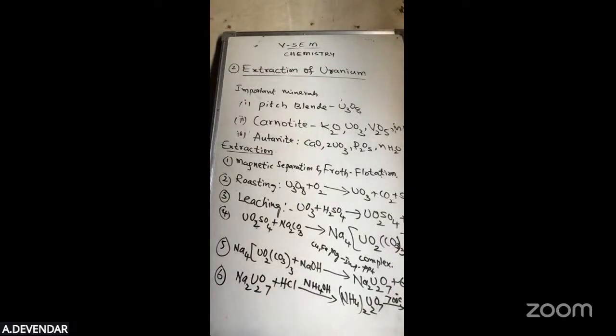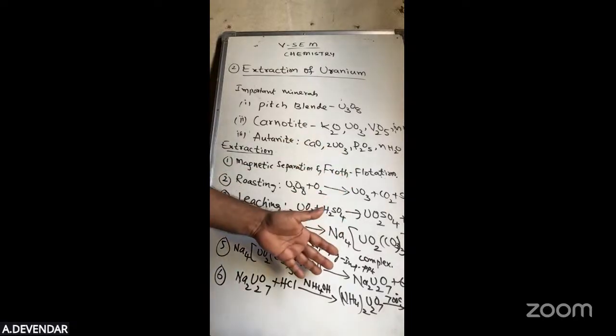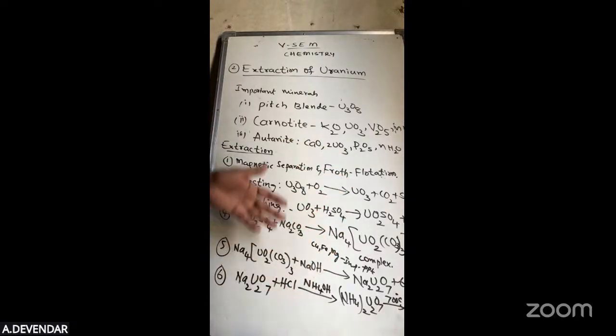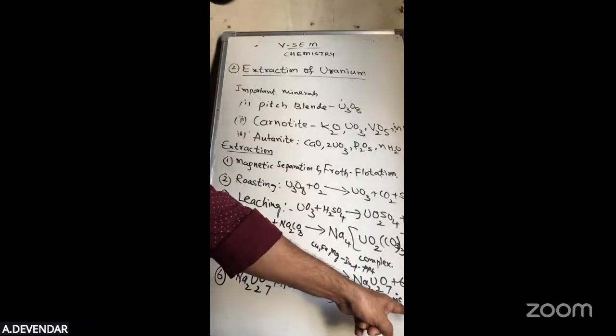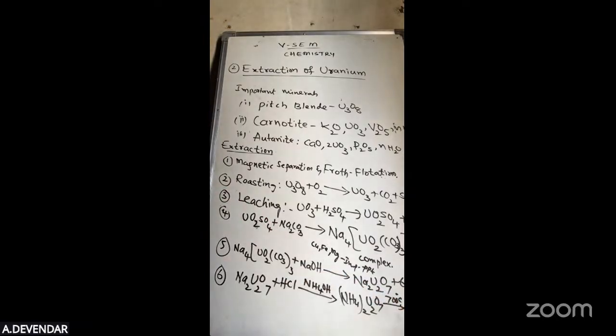It is the lengthiest process, with many technical steps. First is the concentration of the ore. Next is roasting. Next is leaching. Next is the base, sodium carbonate, and a complex compound is obtained. This complex compound is treated with a strong base and we get sodium diuranate. Sodium diuranate is dissolved in HCl and treated with ammonium hydroxide. On strong heating, U3O8, the pitchblende, is obtained. So many steps are involved in the extraction of uranium.